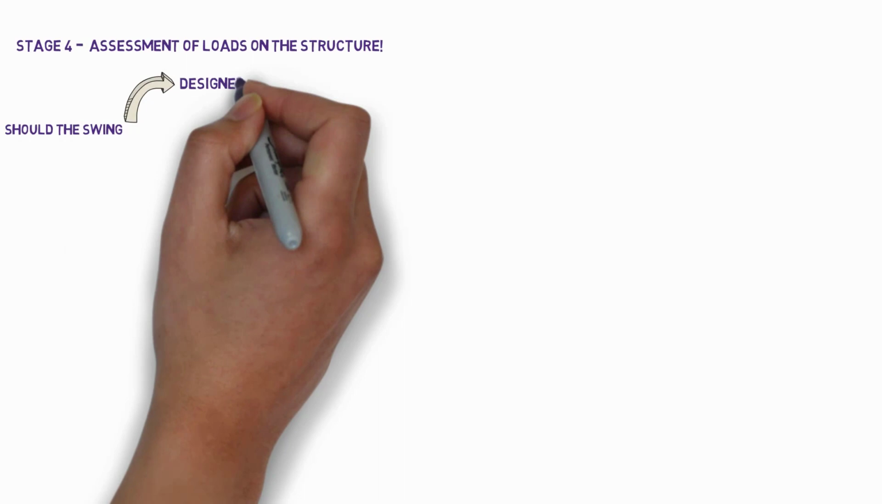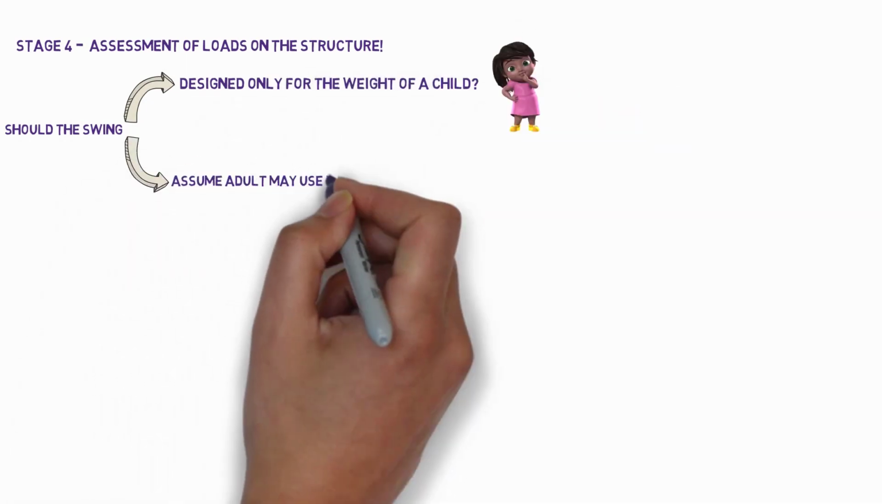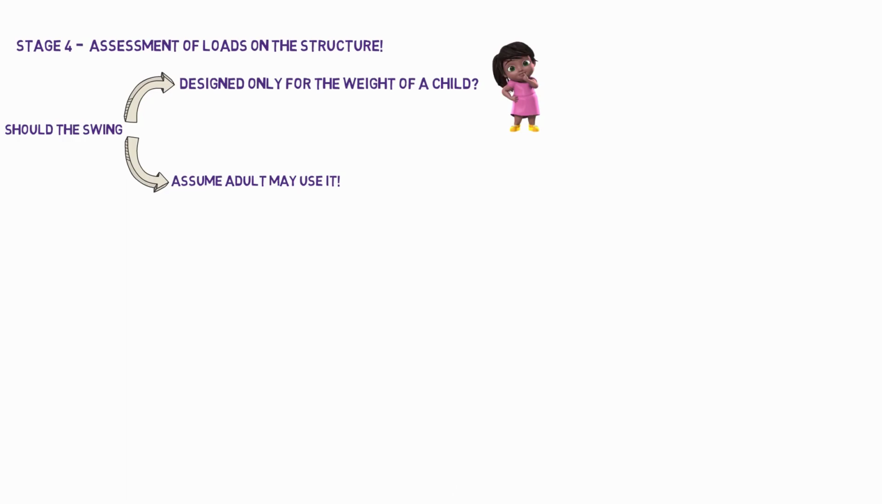This is not such a straightforward task as you might at first think. The following issues need to be settled. Should the swing be designed solely for the weight of a child? Or should it be assumed that at some time during its life an adult may use it? I would suggest the latter.